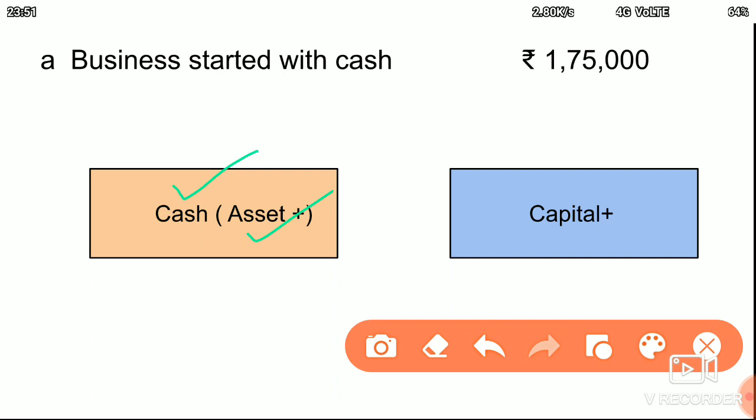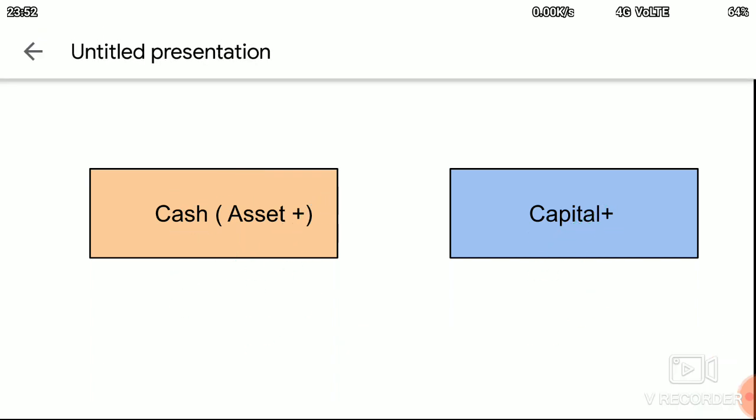And also the business will record the capital. It will increase the capital. A capital account is the representation of the owner's account. The business will increase the capital by 1,75,000 in this transaction. So the effect of this transaction on the accounting equation will be like this.